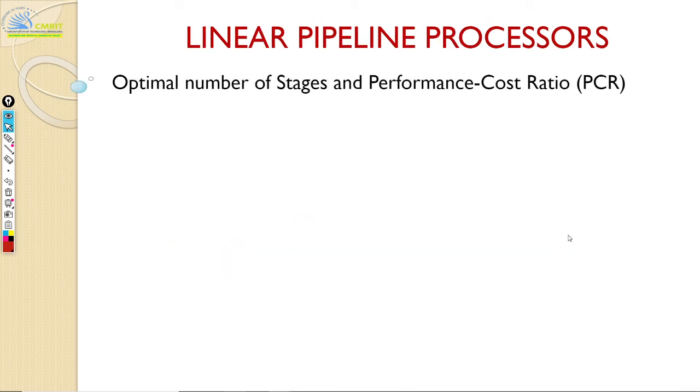Now we need to find out the optimal number of stages. So what is the optimal number of stages you can have? Larson was a scientist, so he came up with this formula. So he determined that the performance cost ratio, how do you determine the optimal stage, right? So you need to have a cost associated with it.